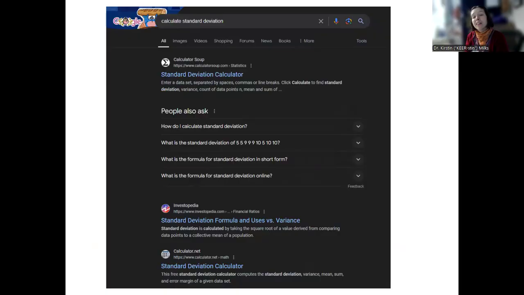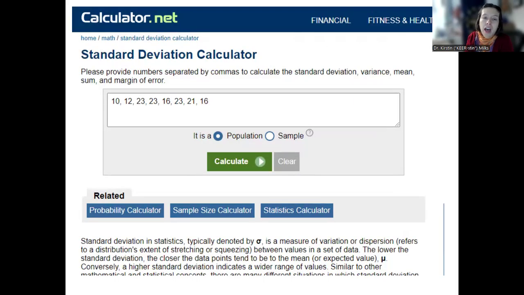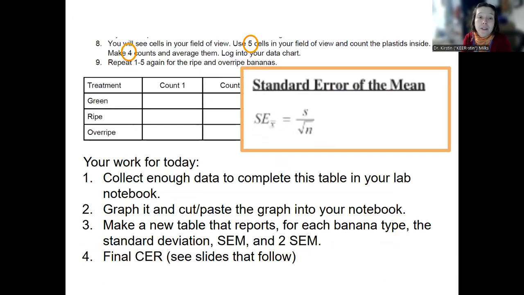So how do you calculate standard deviation? There's an equation on your sheet. If you know how to type it in your calculator, you can. But on the AP exam, you'll always be given that information. So for now, I just Googled calculate standard deviation. I found a calculator.net, seems very official. And I found a standard deviation calculator. You can figure out whether it's a population or sample. This is just a screenshot. And then you'll be able to calculate the standard deviation.